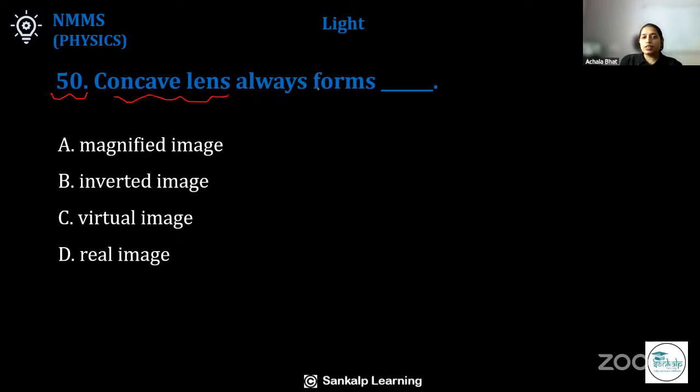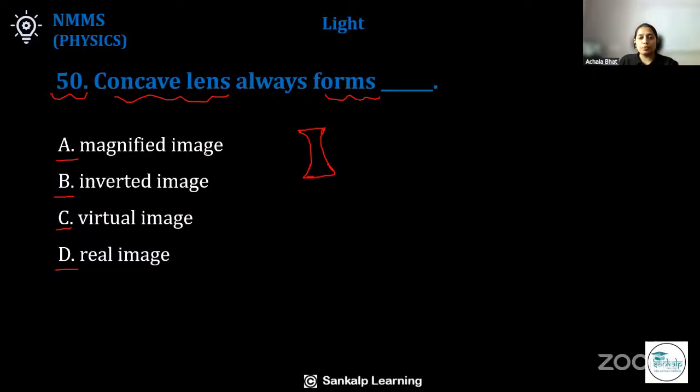Question number 50 of chapter Light. Concave lens always form dash. A, magnified image. B, inverted image. C, virtual image. D, real image. This is a concave lens, which is thinner at the center and thicker at the edges. Concave lenses always form which type of image?